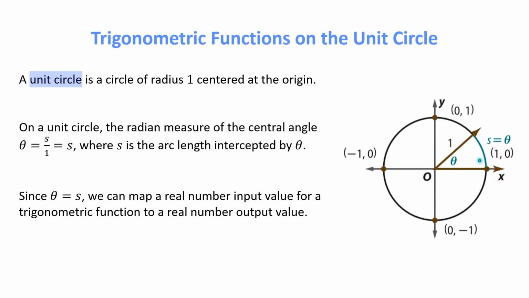Now in this case we see that s equals theta, of course, because r is 1 and s divided by 1 equals s. So the angle theta equals the arc length s, which of course is just a distance, it's a real number. So we can think of theta as just being a real number. So then what we can do is map a real number input value for a trigonometric function to a real number output value. So theta is a real number. We put this inside a trigonometric function and we get a real number output value. So let's explore this further in the next slide.